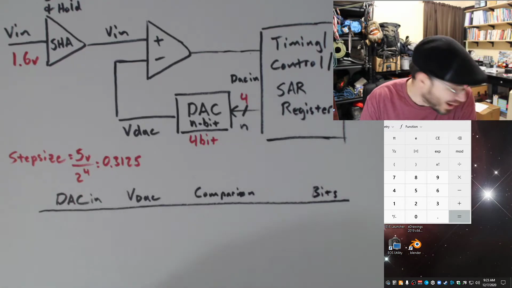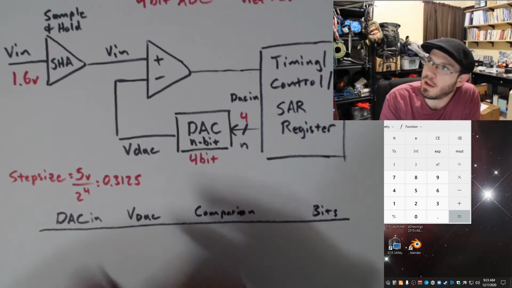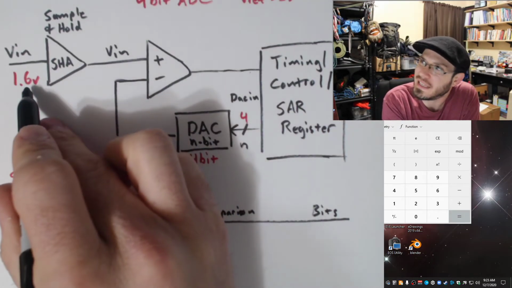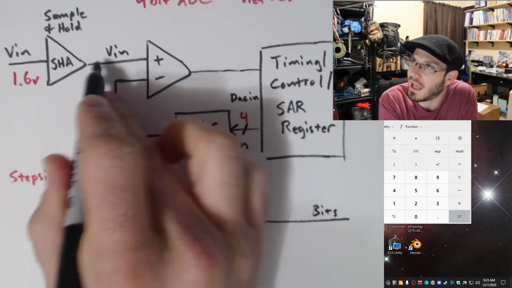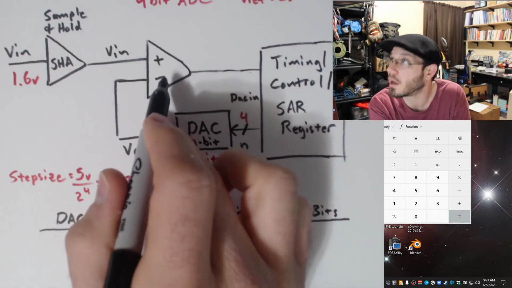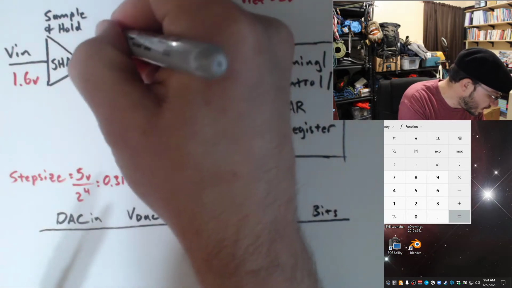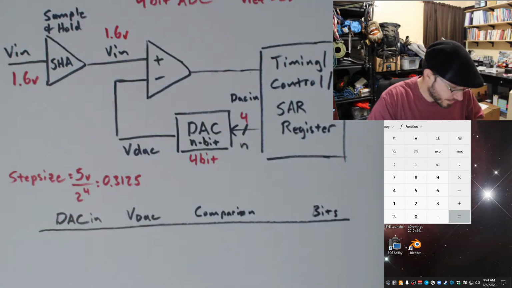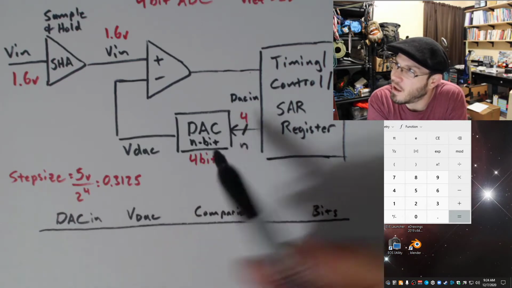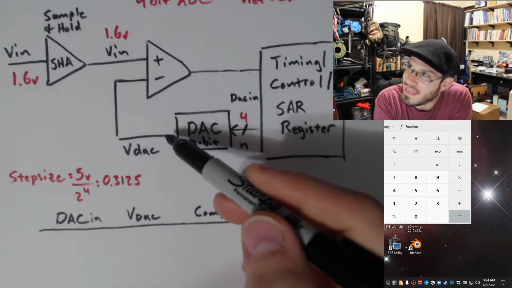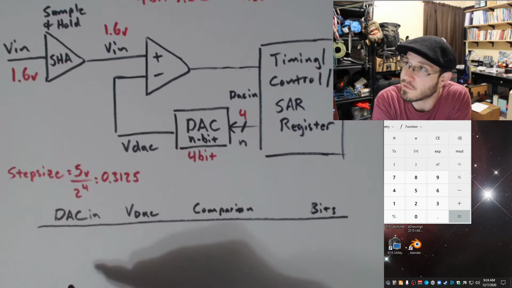Okay, so let's go ahead and let's start off this SAR process. First thing we do, sample and hold. We take this value and we fix it so that if this changes, it doesn't change over here while we are taking measurements of it. So Vin is going to be equal to 1.6 volts. Now we're going to have to go ahead and give the DAC some input so that we have a voltage that's being compared to the 1.6 volts.